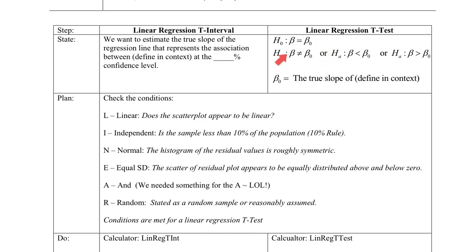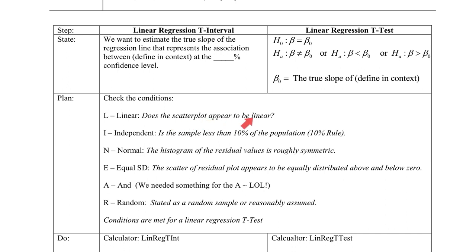And your regression test. So this beta is actually your slope. So what do you believe that the slope is? Where beta, the null, is the true slope of whatever you're going to define in context. Since this is a linear regression, we actually can use the acronym LINEAR here because this has got a lot of conditions to check. One's gonna be tricky.